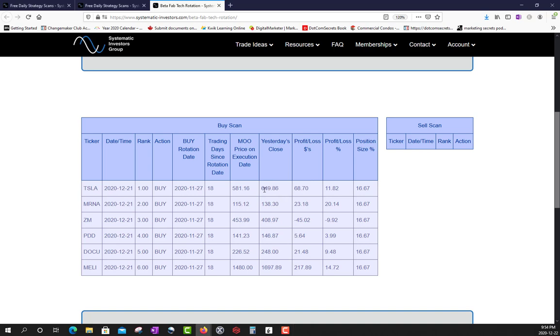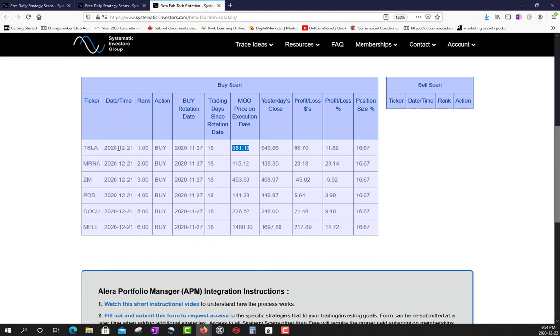So yesterday's closing price was $649.86. So the profit and loss dollars are simply the difference between yesterday's closing price and what we purchased Tesla at on the 27th of November. So we have profit dollars being $68.70, and this keeps track and updates on a day-to-day basis of all of this data. So the profit and loss percent is 11.82%. In other words, it's basically this price divided by our execution price. So that's essentially how you read the buy scan.